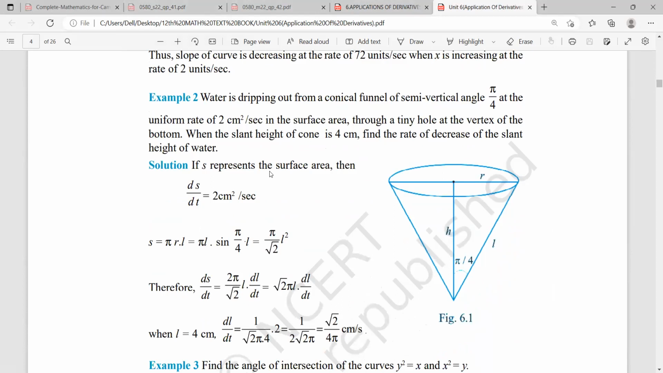Water is dripping out from a conical funnel of semi-vertical angle pi by 4 at the uniform rate of 2 centimeters square per second in the surface area through a tiny pore at the vertex of the bottom. When the slant height of the cone is 4 centimeters, find the rate of increase of the slant height of water. You understand?